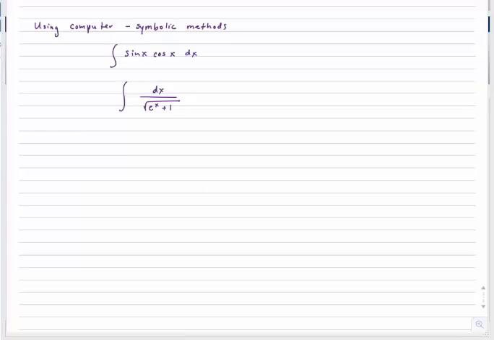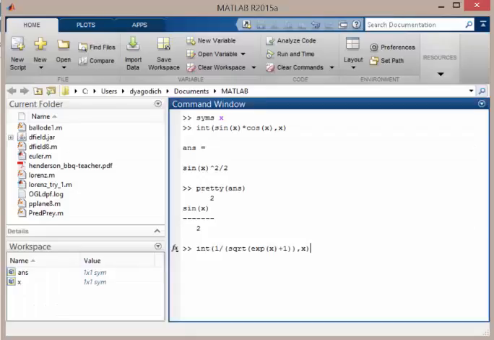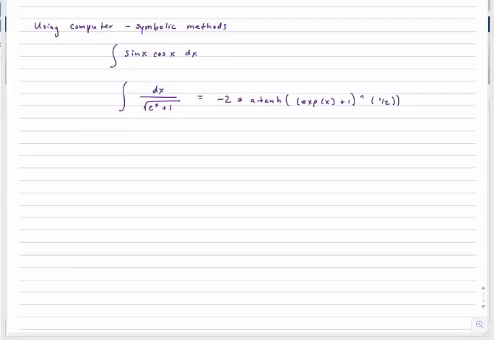Let's look at another one. The integral of dx over square root of e to the x plus 1. If we use MATLAB to solve this, and you'll notice the square root is sqrt in MATLAB, and e to the something is exp, we get an answer that's a little strange looking. I've written it out here. So that asterisk is multiplication. So we have negative 2. The atanh stands for the arc hyperbolic tangent. And we usually write that as tanh to the negative 1 power. (e to the x plus 1) to the 1/2 power, well, that's just the square root.